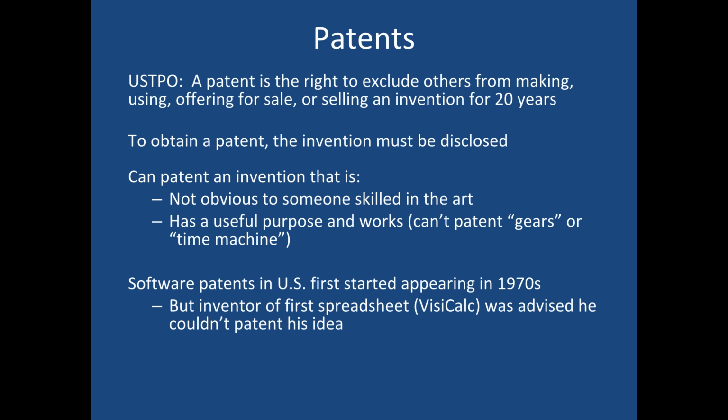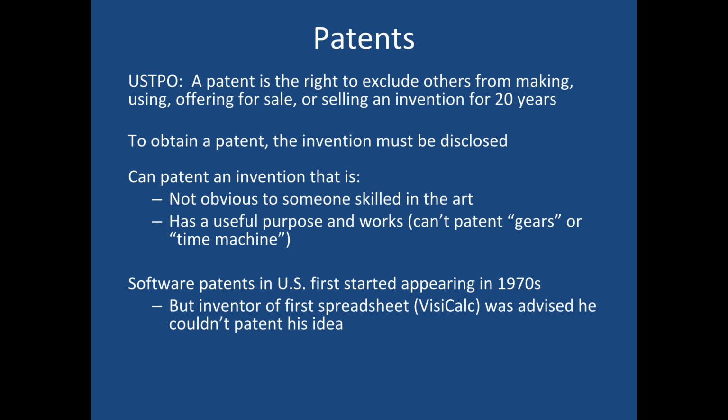Okay, so that brings us to patents. A patent is the right to exclude others from making, using, offering for sale, or selling an invention for 20 years. Copyrights cover expression. So programs can be copyrighted. In fact, any program you wrote, like I said, you automatically hold the copyright on it. To obtain a patent, it's different. You have to apply for a patent.